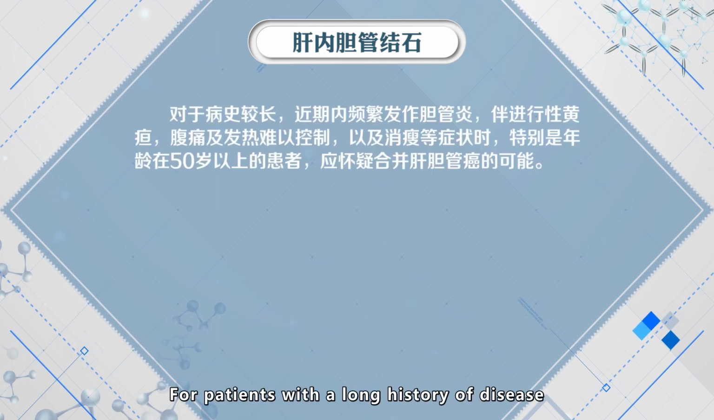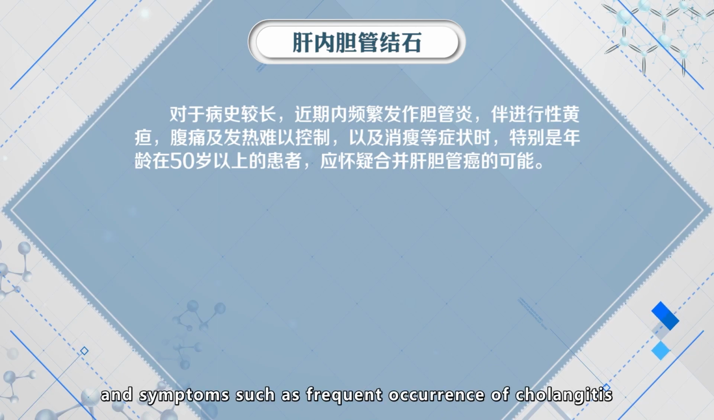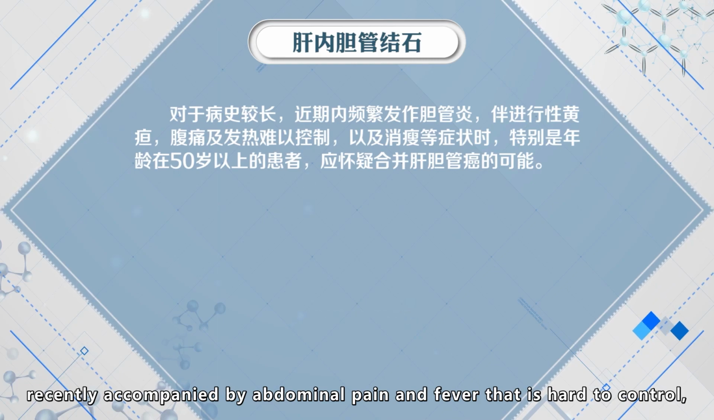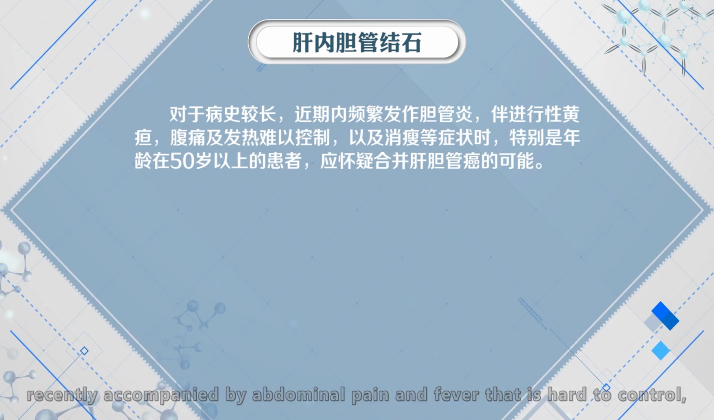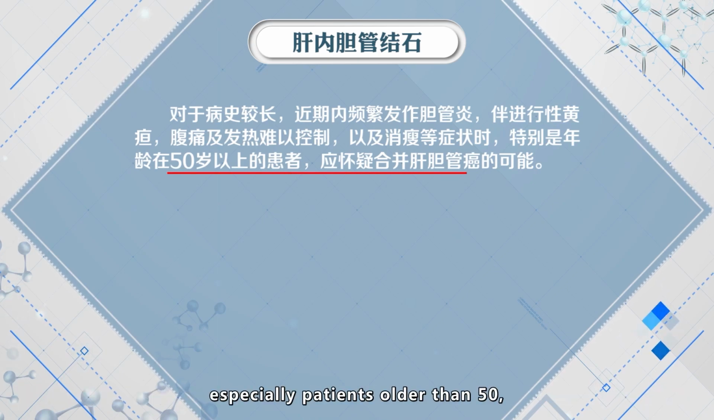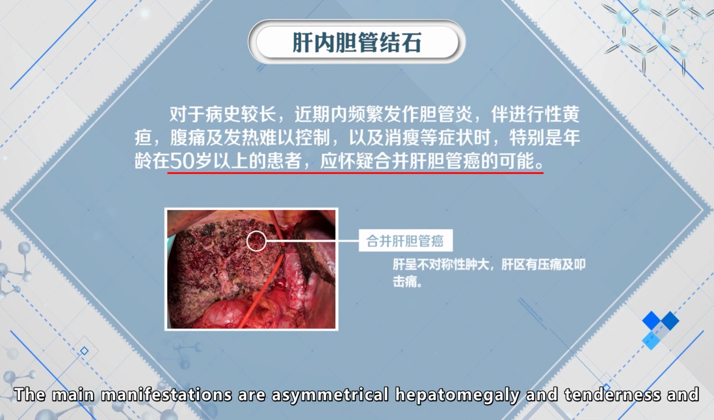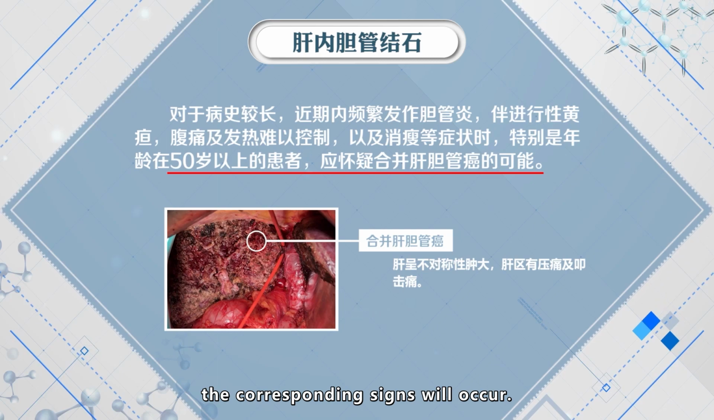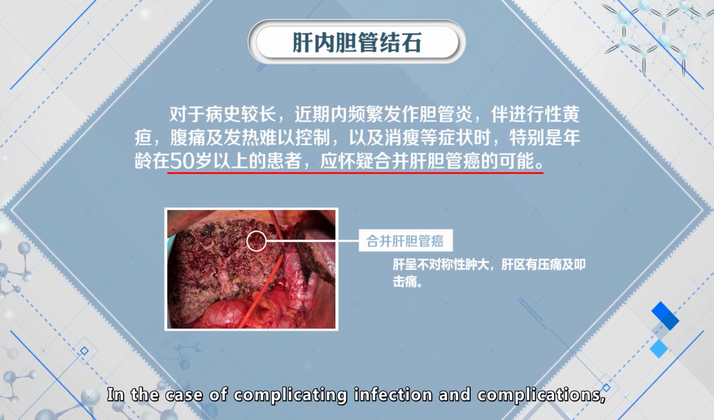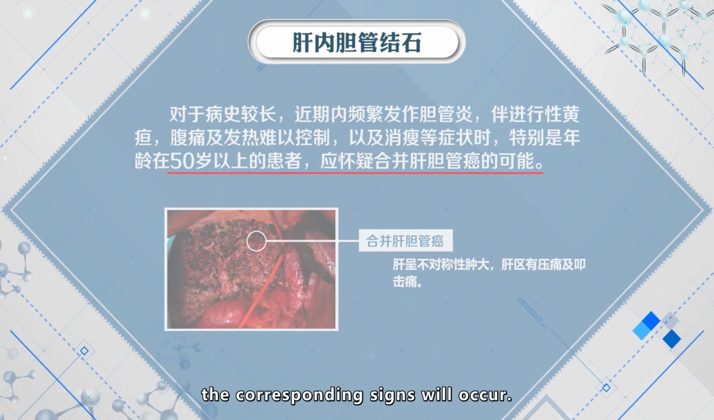For patients with a long history of disease and symptoms such as frequent occurrence of cholangitis recently, accompanied by abdominal pain and fever that is hard to control, weight loss, etc., especially patients older than 50, the possibility of complicating hepatic cholangiocarcinoma shall be considered. The main manifestations are asymmetrical hepatomegaly and tenderness and percussion pain in the hepatic region. In the case of complicating infection and complications, the corresponding signs will occur.